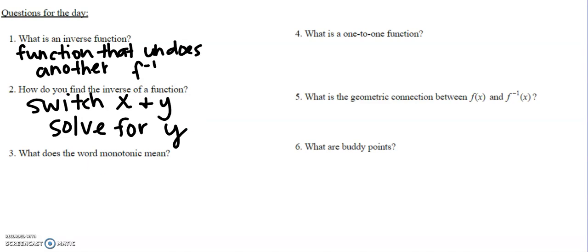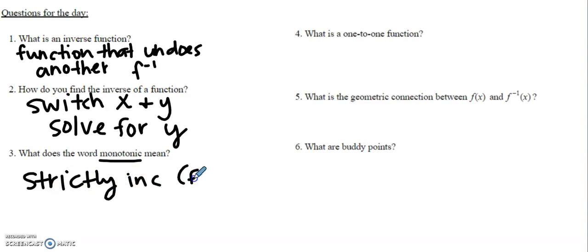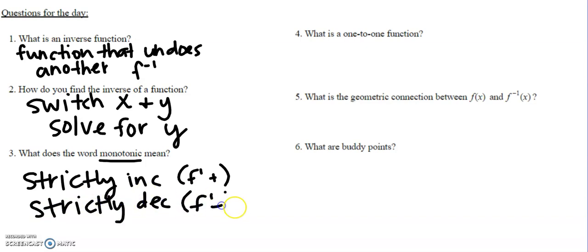What does the word monotonic mean? Well, that word monotonic we talked about a few weeks ago. Added to your lexicon. Monotonic means strictly increasing, which means that f prime would always be positive, or strictly decreasing, which means that f prime would always be negative. And then that word monotonic is also used in mathematics to describe something being one-to-one.